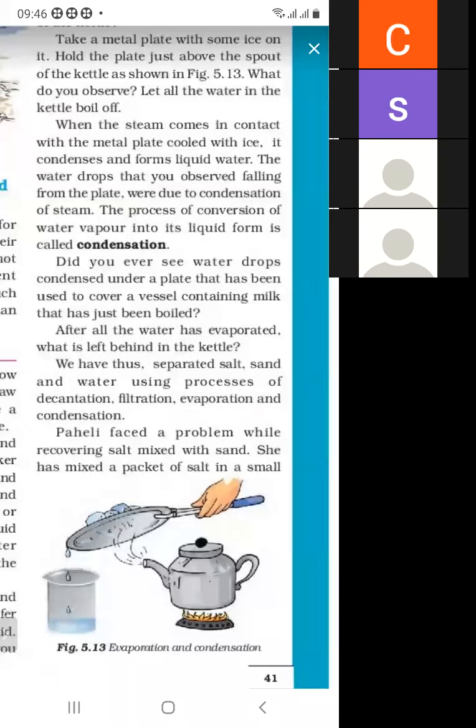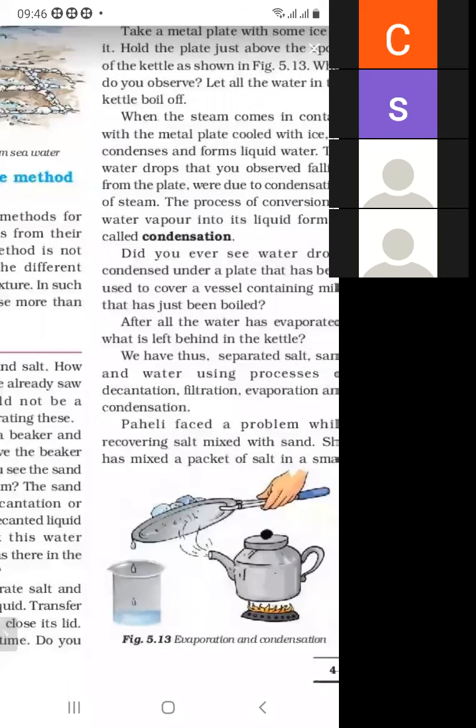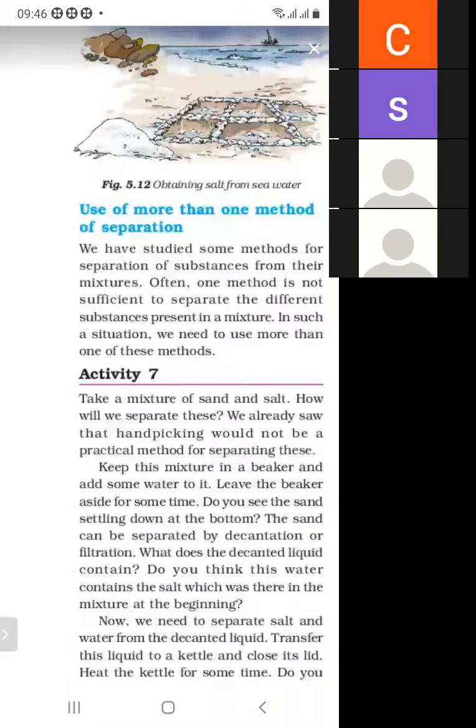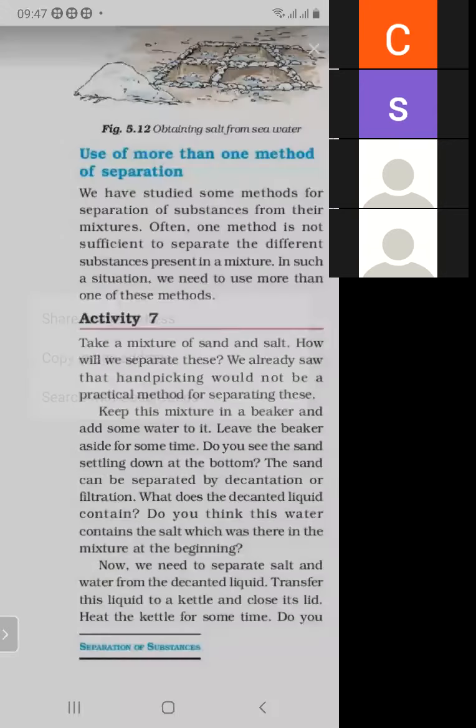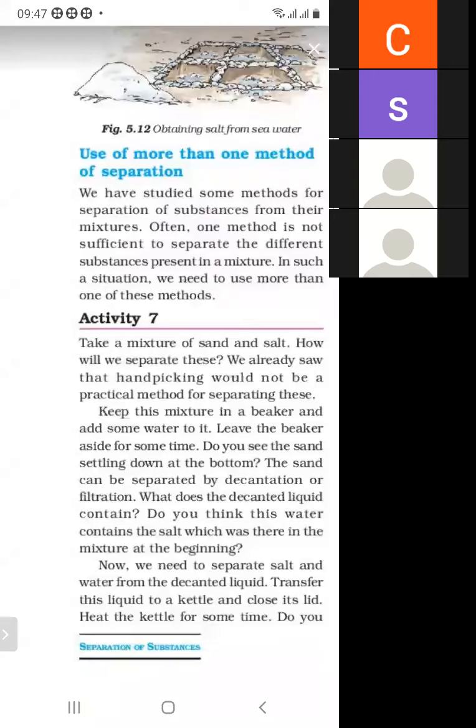So how can we separate sand and salt? Firstly, we will put the sand and salt into the beaker, and then we will add some water into it. After some time, the sand settles down at the bottom, and then we separate the sand and the salt solution. At the end, when we heat the salt solution, the salt remains in the beaker and the water evaporates. So we can separate sand and salt with the help of sedimentation, decantation, and evaporation.